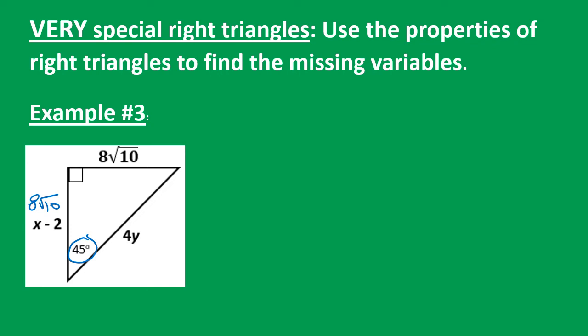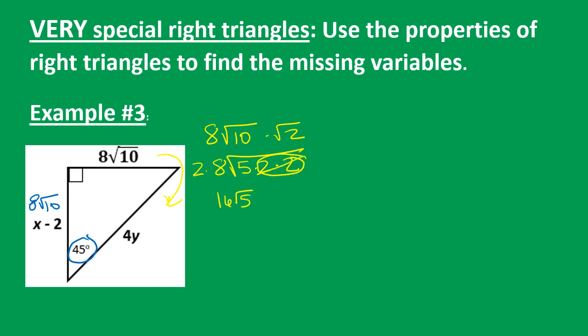If I'm going from my leg to my hypotenuse, I'm going to multiply by the square root of 2. So if I take 8 square root of 10 and I multiply by square root of 2, I know that 10 is divisible by 2, so I'm going to take the square root of 10, which is 5 times 2, and I'm going to bring that 2 down. Because I have a pair of 2s, I can bring one of these out, so I end up with 16 square root of 5 for my hypotenuse.